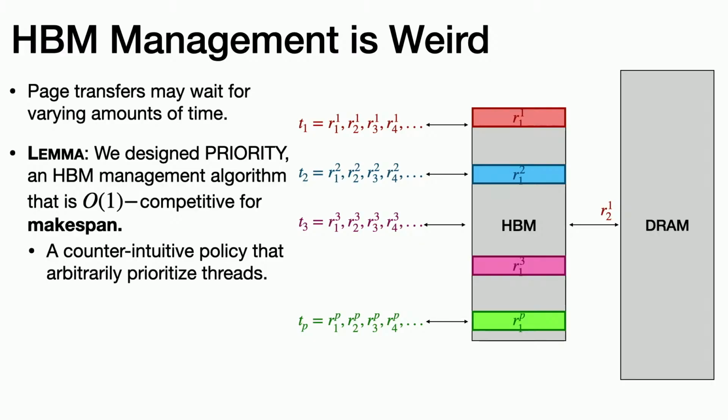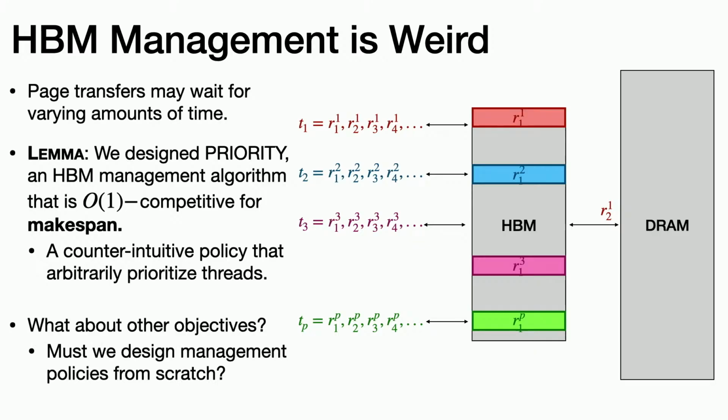But now, what about other objectives? We said makespan, okay, we can design a policy, but that's not the objective you want. You want mean completion time. And do we design a policy from scratch? We don't have this thing which says, oh, minimize the number of page transfers, that'll make you happy. You have to look at every objective one at a time, yeah?